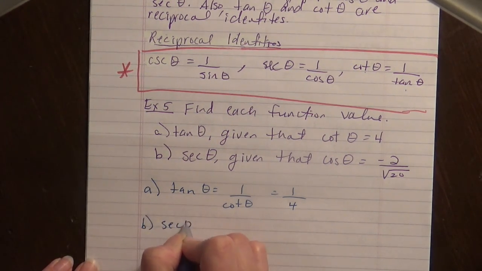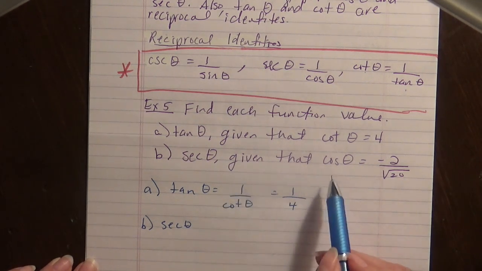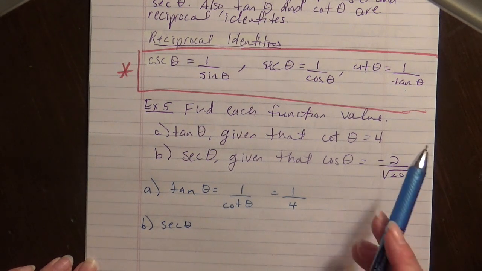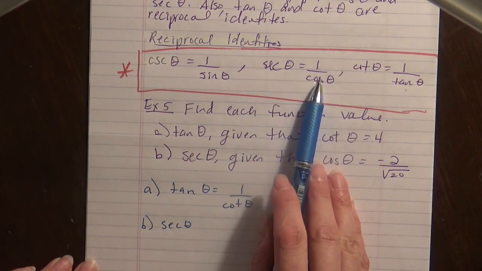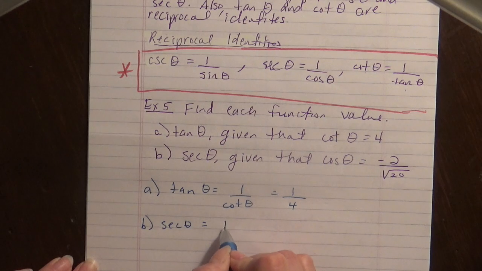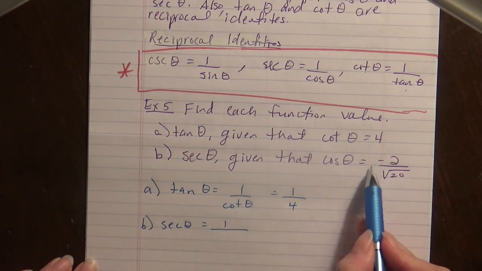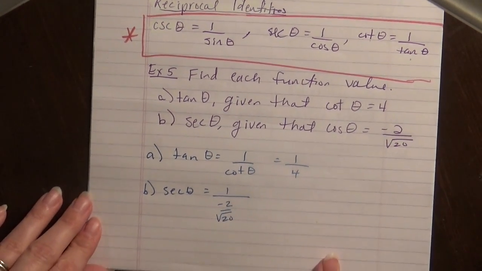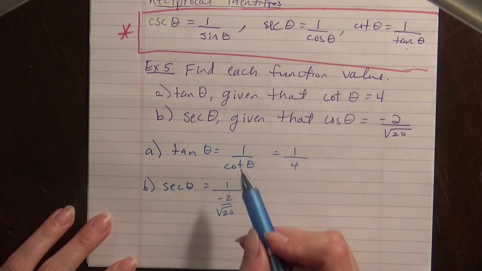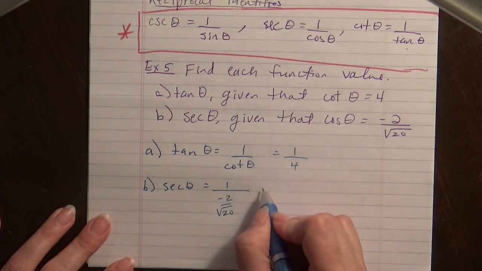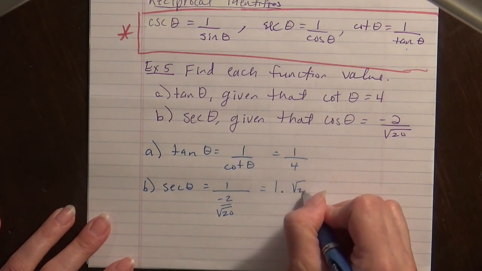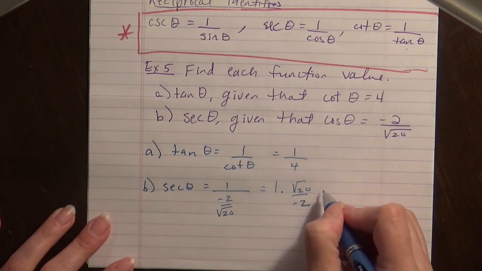Secant theta. We have to find secant theta given that cosine theta is equal to negative 2 over the square root of 20. Well, we have that secant theta is equal to 1 over cosine theta. So we can say it's 1 over, and then we've got to put this into the denominator, negative 2 over square root 20. You do have to understand basics of working with fractions. So that's 1 divided by this fraction, which means you're doing 1 times the reciprocal. So square root 20 over negative 2.